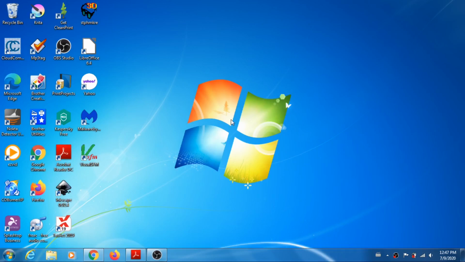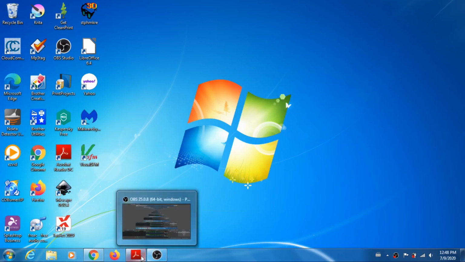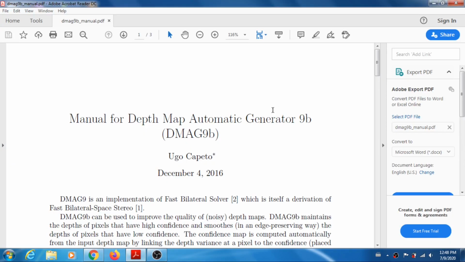Hello everybody. I think that today is the day for a video on DMAG9b. So here is the manual for DMAG9b. It should be in the directory where you extracted the archive.